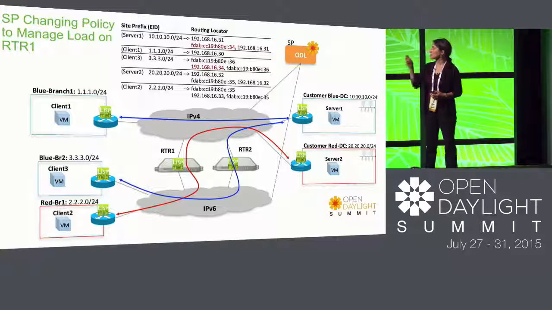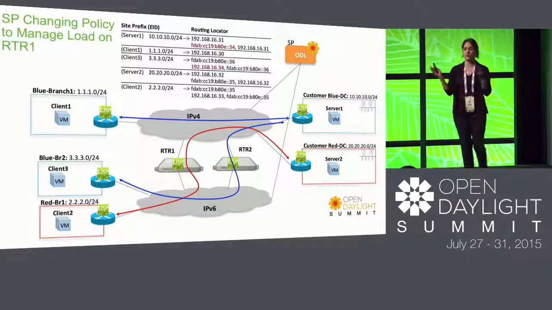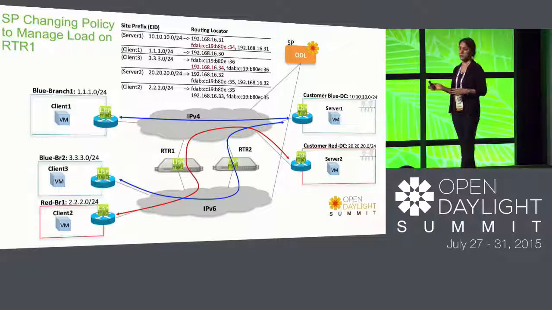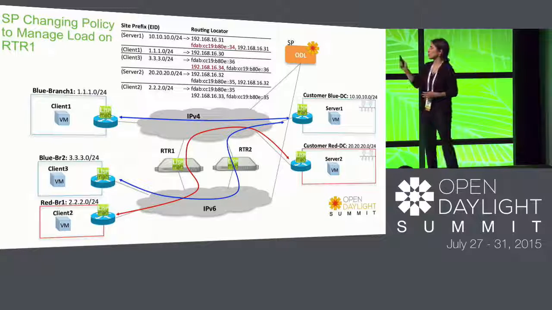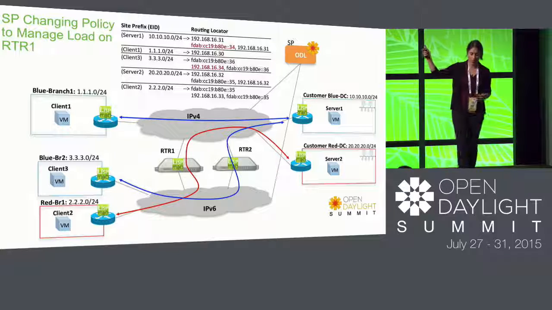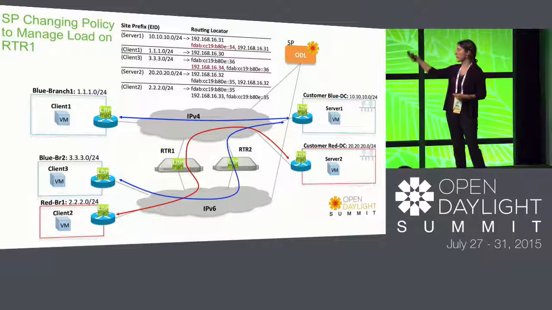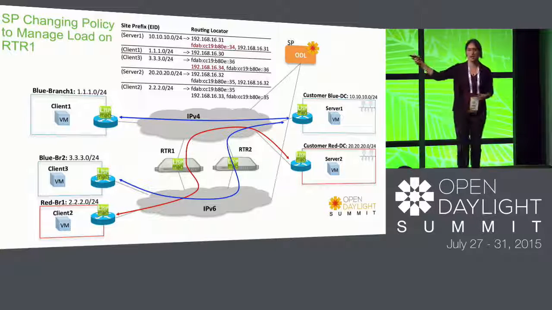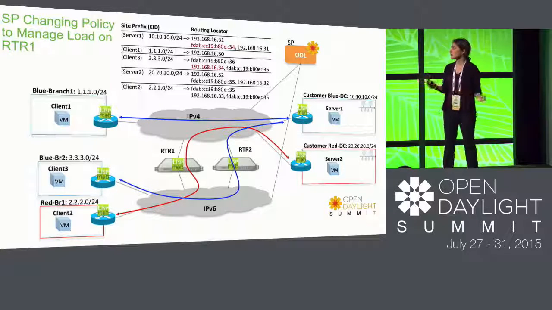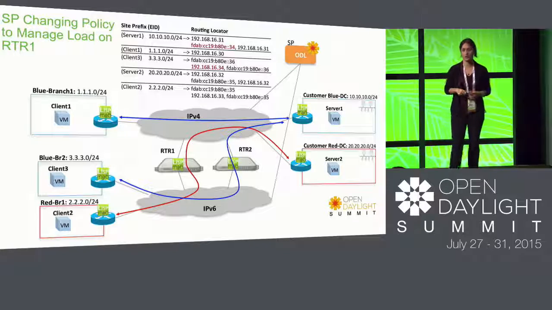So basically, the service provider can say, I have maybe too much load now on this RTR, and I want to move my traffic from this to another RTR service. So the service provider can go to the ODL and update the mappings and introduce the new RTR for connectivity between server 1 and client 3. And that way, the traffic will flow from this client through the second RTR and reach the destination.